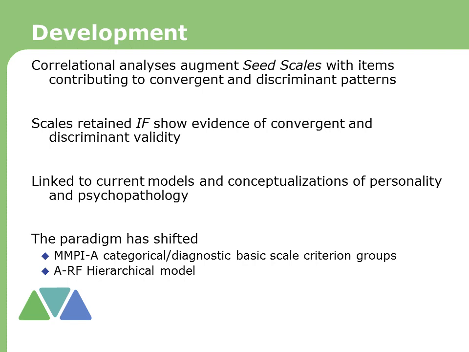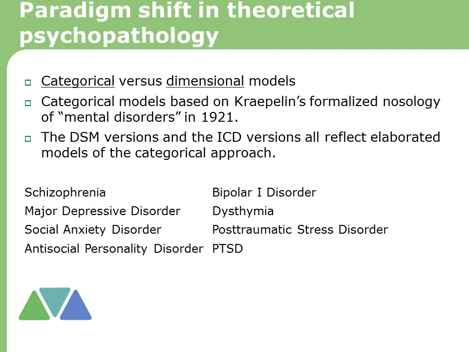Perhaps most importantly, we also developed the test on a paradigm that was based on modern psychometric theory, not on the diagnostic categorical model that had been used for the MMPI and the MMPI-A. And this leads me to talk a little bit about the shift in the theoretical orientation to psychopathology that's occurred over the past few decades and what that means for the test instrument. The difference between the basic scales on the MMPI and the MMPI-A-RF is the difference in many ways between a categorical versus a dimensional model of psychopathology.